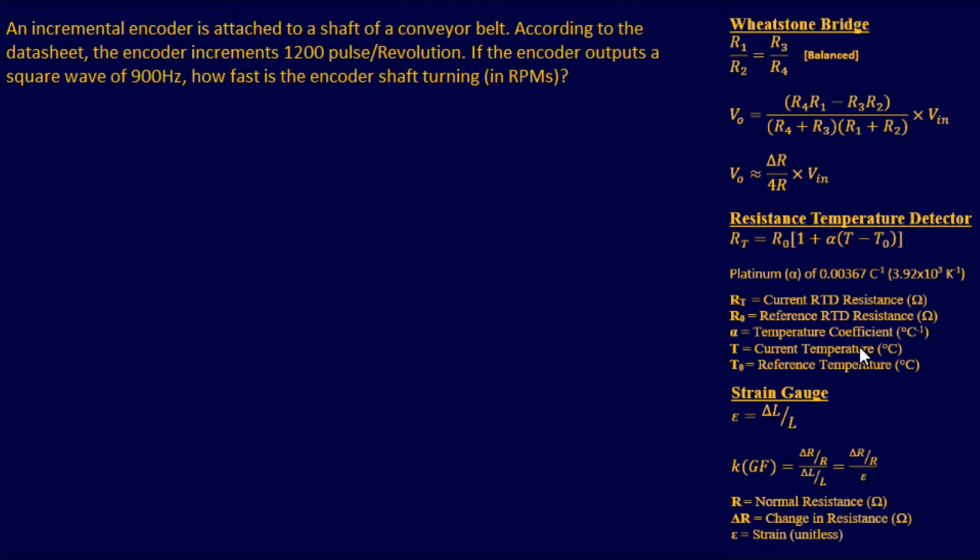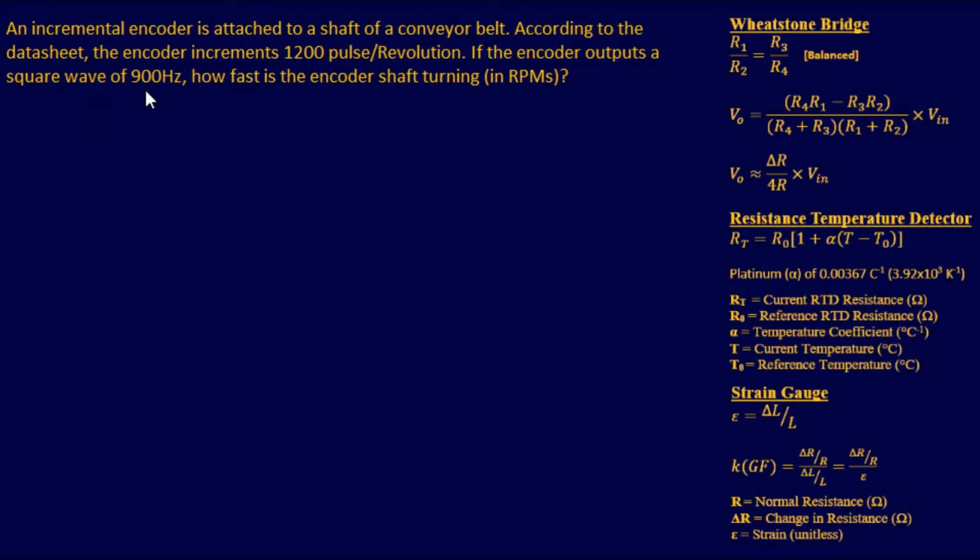All right, let's jump right into our last example. We have an encoder that is attached to a shaft of a conveyor belt. According to the data sheet, the encoder increments 1200 pulses per revolution. If the encoder outputs a square wave of 900 hertz, how fast is the encoder shaft turning in RPMs? All right, so this is a little bit of a tricky one, but we can start working it down. Let's write down what we know.